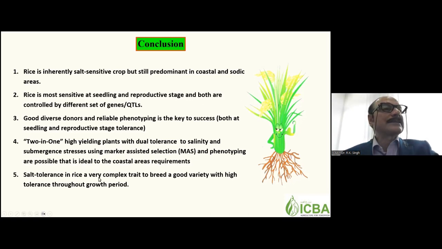Salinity tolerance in rice is a very complex trait. To breed a good variety with high tolerance throughout the growth period, because if we need good yield, we have to have tolerance throughout the growth period.